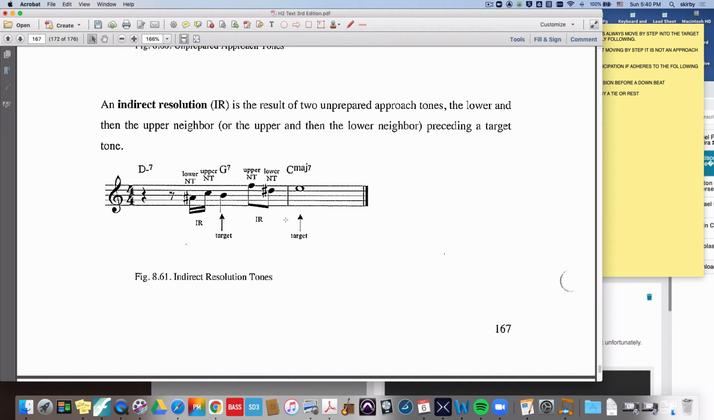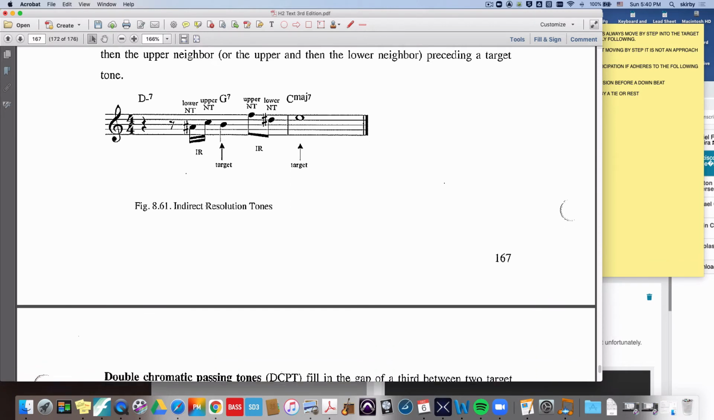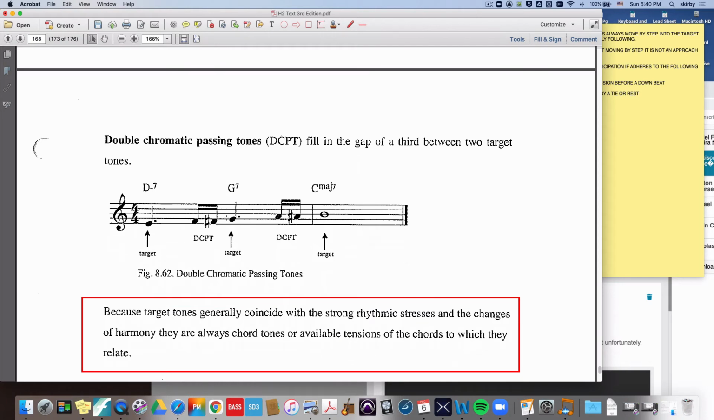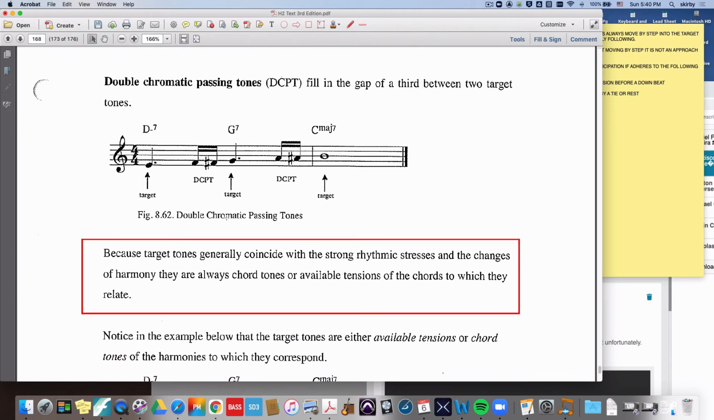And indirect resolution. Indirect resolution is when you have two notes which are sort of like upper and lower neighbor tones, but they don't return to the target in between. You do the lower neighbor, the upper neighbor, then you go to the target. And you can go from either direction, below, above, into the target, or above, below, into the target. And they can be chromatic, or they can be diatonic, or a mixture. This is a double chromatic approach. I think that's self-explanatory.